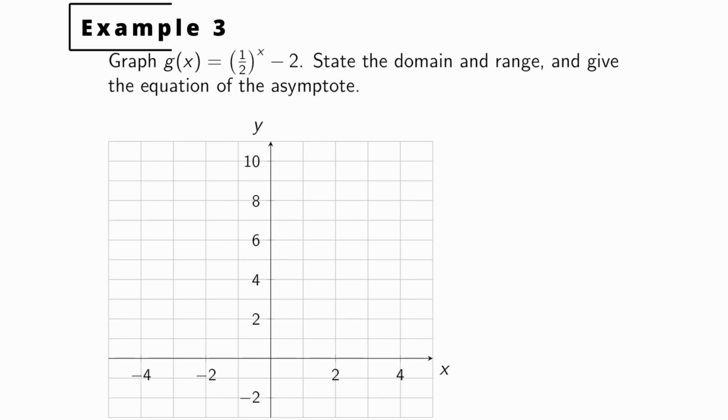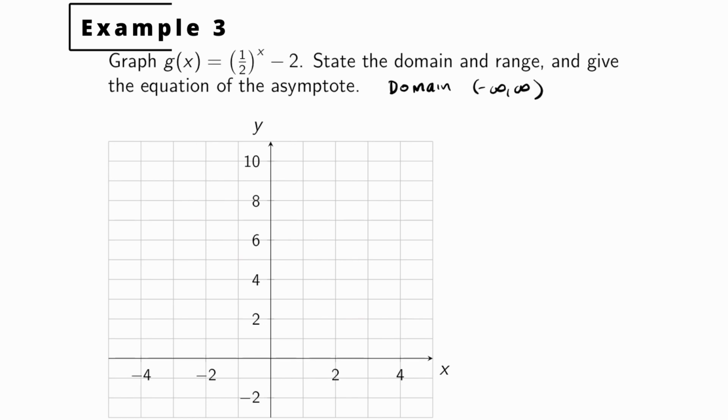Example 3, graph g of x equals 1/2 to the x power minus 2. All right, so the domain is going to be the same here, because that doesn't change just by shifting it at all, because all subtracting 2 does is shift the graph down 2 units, right? So the domain is still negative infinity to infinity.